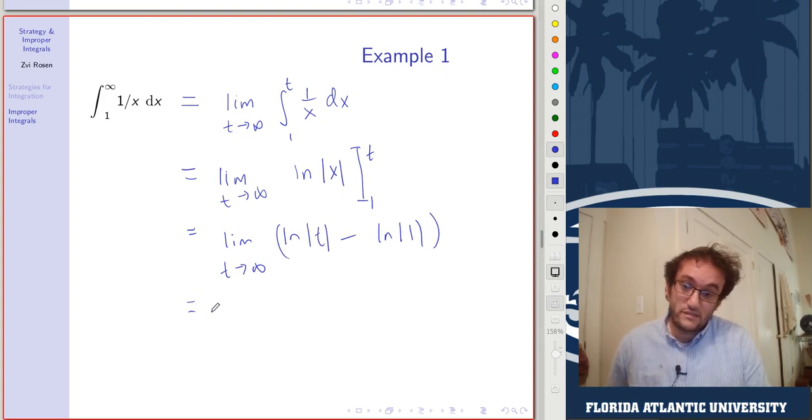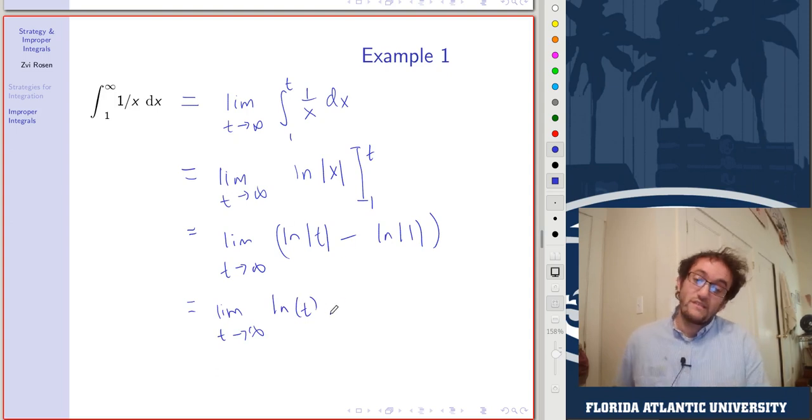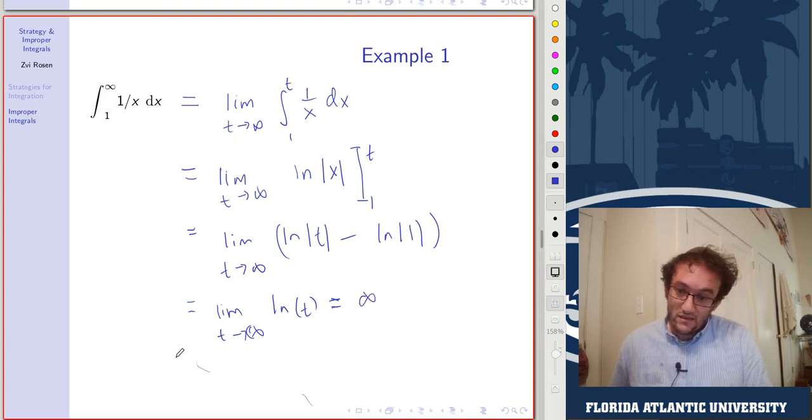We know that second term is 0, so this is just the limit as t goes to infinity of ln of t. Since it's positive, we don't need the absolute value signs. And this goes off to infinity, which you can just think about because it's inverse to the exponential function. As t gets bigger and bigger, you can get as large a value of the log as you want. So this is infinity. So we say that the integral diverges.